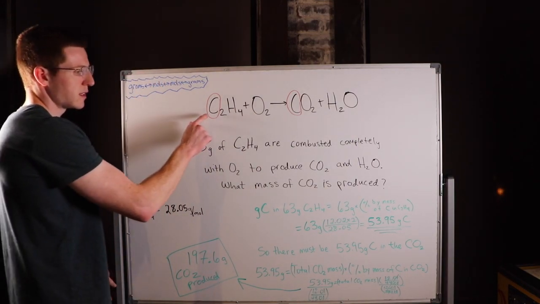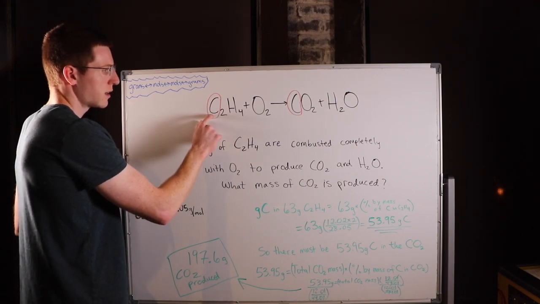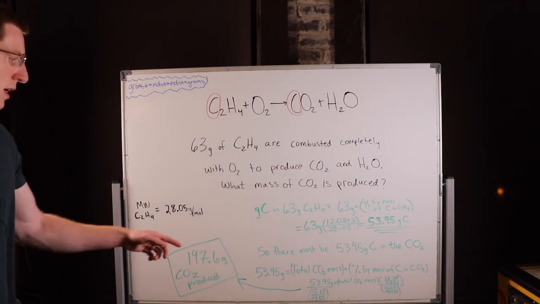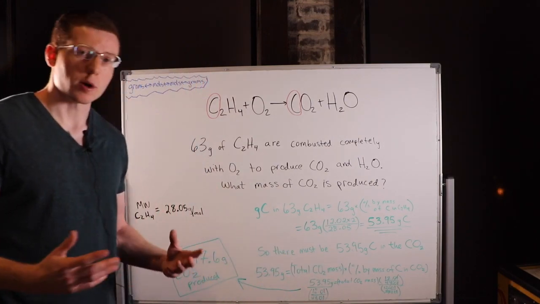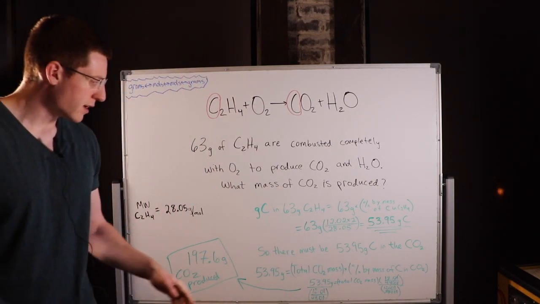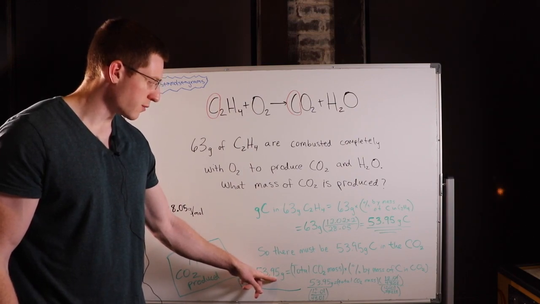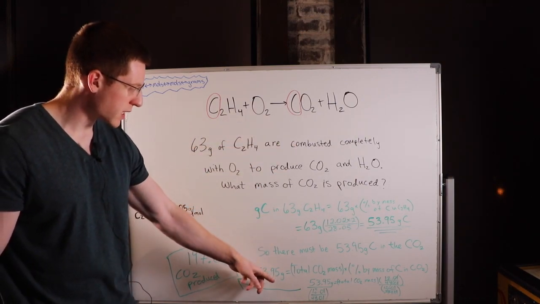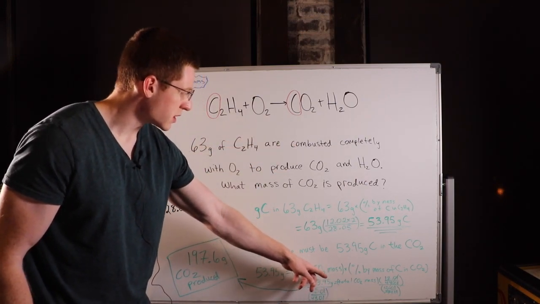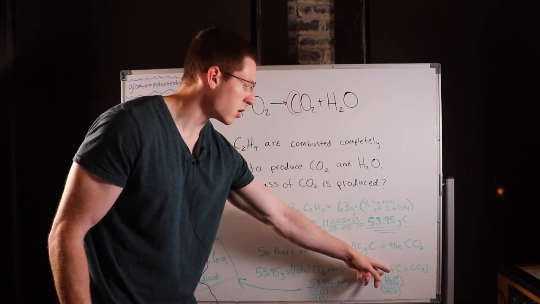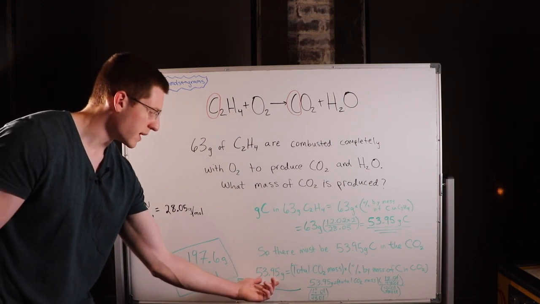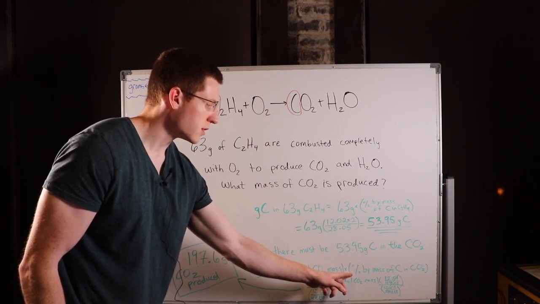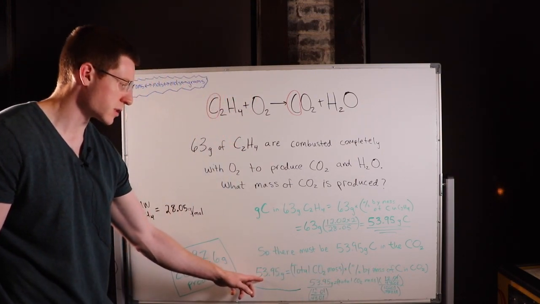So that means that 53.95 grams of carbon started out here and they ended up here, right? It says it was completely combusted. So that means there must be 53.95 grams of carbon in the CO2, right? So we know that 53.95 grams of carbon from the C2H4 is all going to be part of this carbon in the CO2. So we'll set that equal to the total mass of CO2 times just the percent by mass of the carbon in the CO2, because this only makes up the carbon of the total mass.